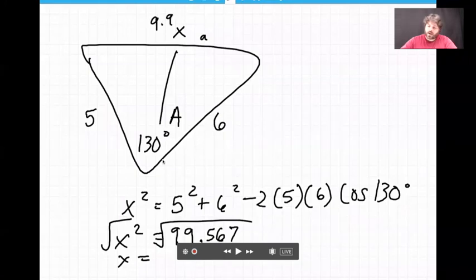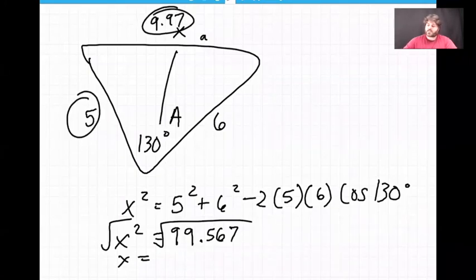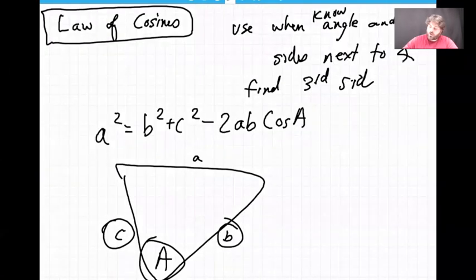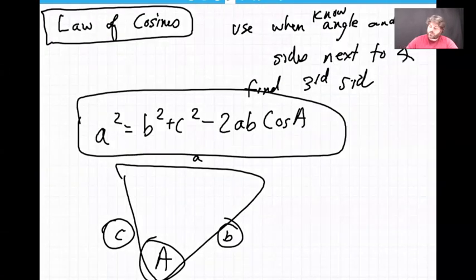This is 9.97. This is 5 and 6. We've got a big angle making the biggest side across from it. And that's basically law of cosines. Now technically, I suppose they could ask for the angle A, right? They could ask for A, or they could ask for B or something, but usually they're asking for this little a. But if they ask for the angle, just remember to solve for cosine of the big A and then use inverse cosine to kill off the cosine to then find your angle.